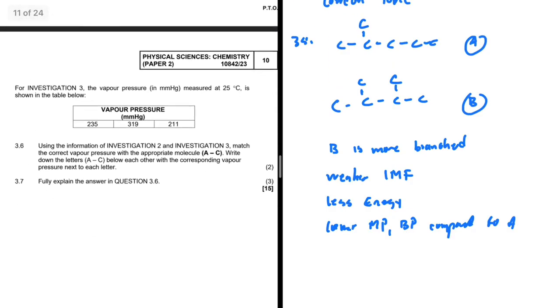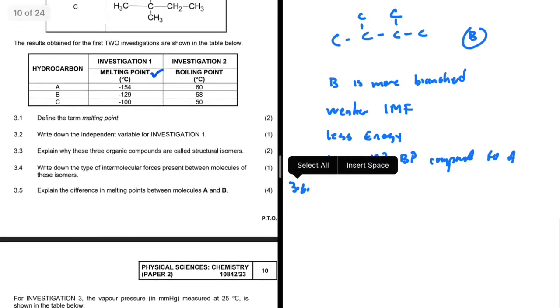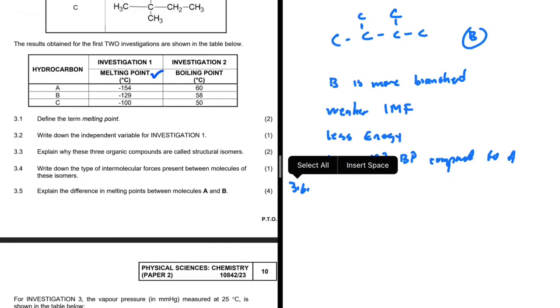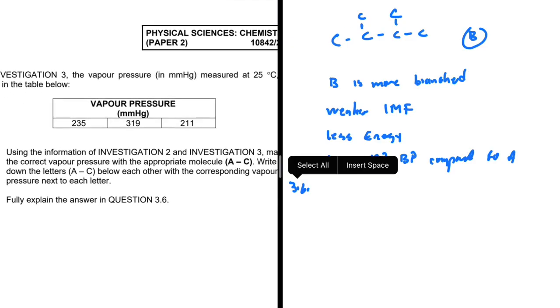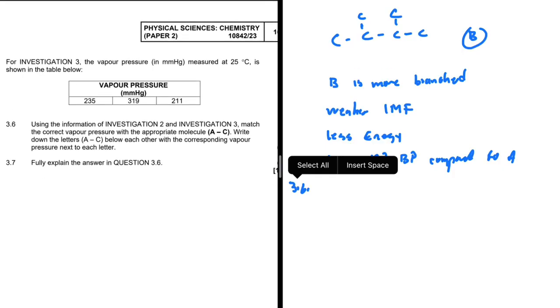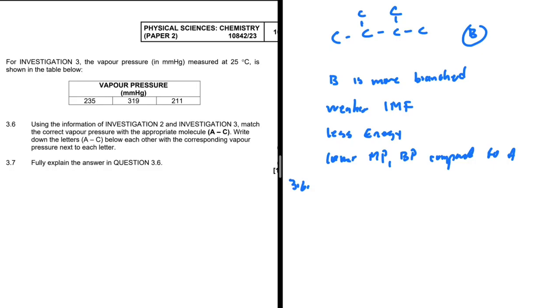So carrying on, take a look at 3.6. So 3.6 for investigation 3. Okay, in our tables we don't have investigation 3 there, but it is totally fine. The vapor pressure measured at 25 degrees Celsius is shown in the table below. We don't know which is for which, we're just given some numbers. But anyway, 3.6, the question itself. Using the information of investigation 2 and investigation 3, match the correct vapor pressure with the appropriate molecule A to C. Write down the letters A to C below each other with the corresponding vapor pressure next to each other.